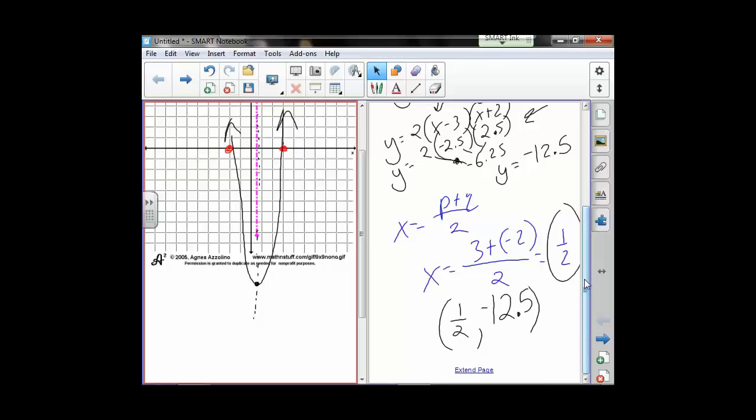Should we do 5 points? No, I'm happy with 3, especially when it's this spread out. Okay, that's okay. If your points are super close together, then that's not too good.